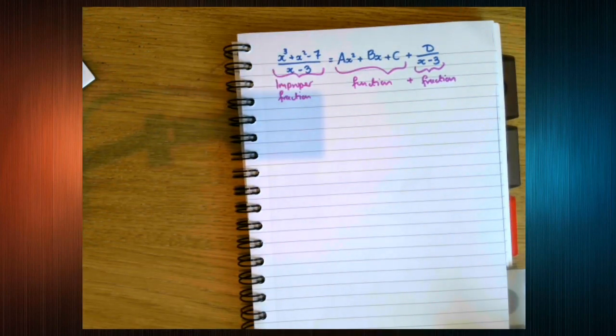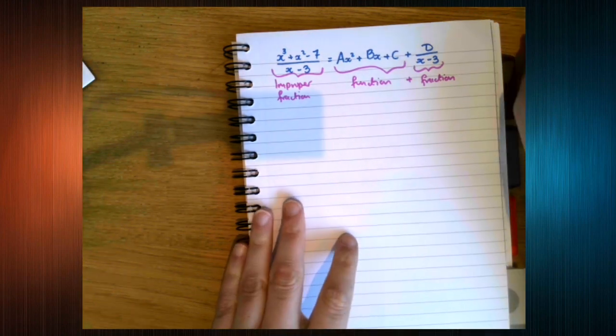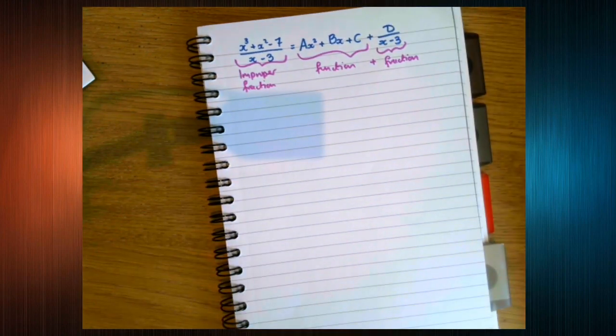Now, there are lots of different ways that you can approach this question. You can work this like we do with partial fractions, where you multiply through by x minus 3, compare coefficients, and solve a bunch of simultaneous equations. That will work fine. What I tend to do is something that you have already done, which is algebraic long division.